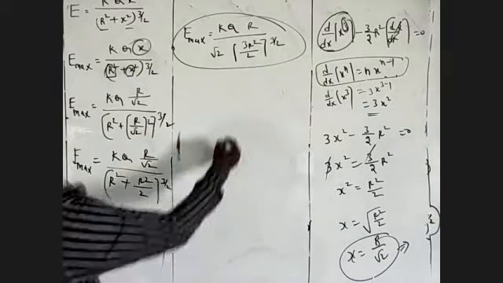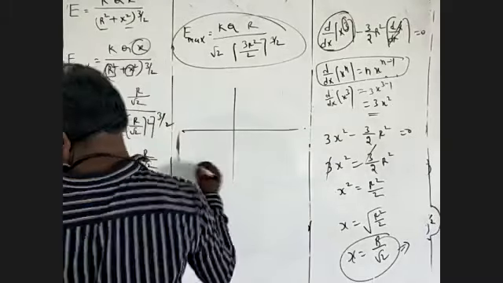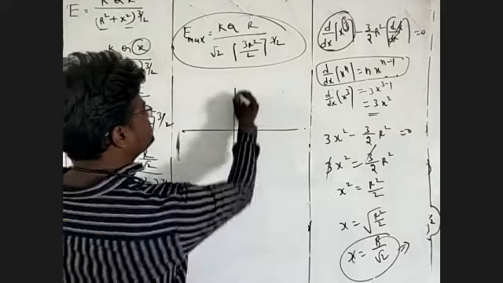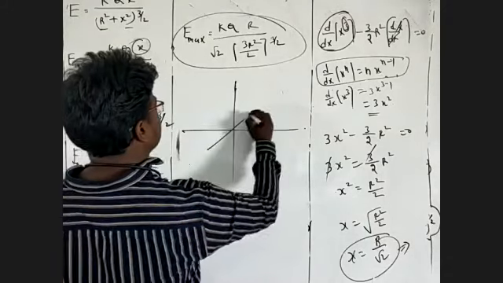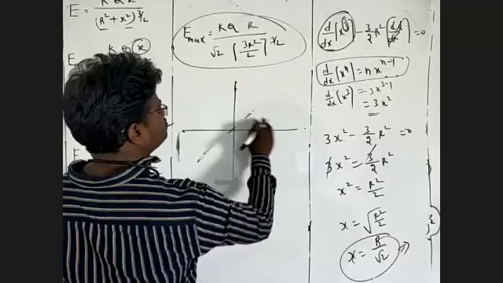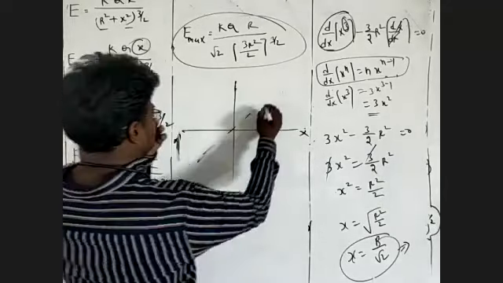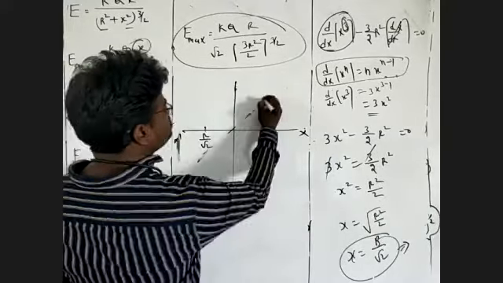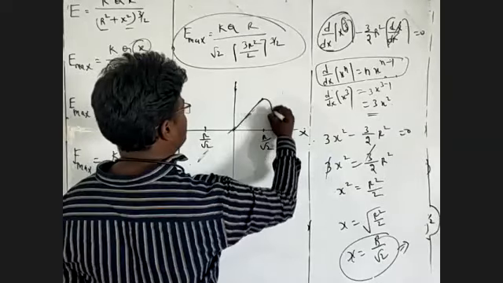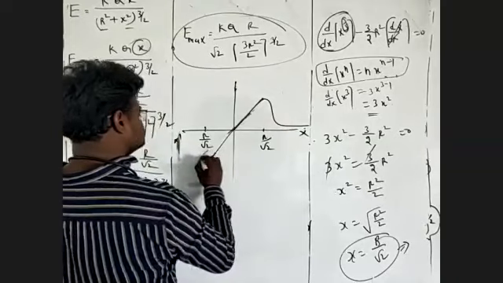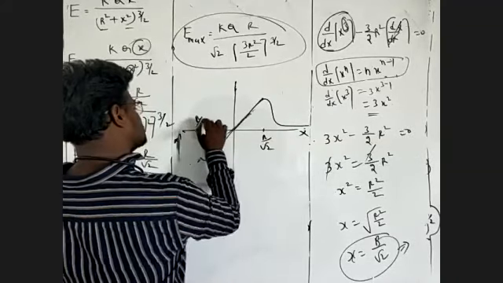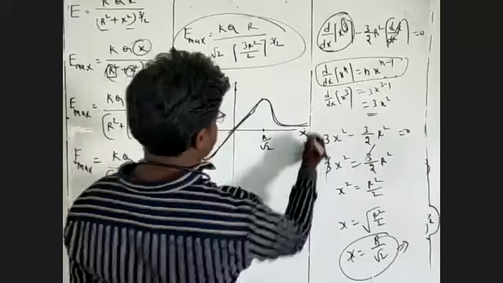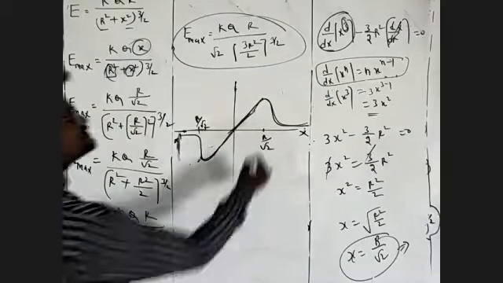Now you will get your graph of Emax. This is the x-axis. On the x-axis, this is r by root 2. So you are getting maximum at this distance, and the electric field is again 0 at the far end. This is the graph you are getting. At this place you are getting maximum.